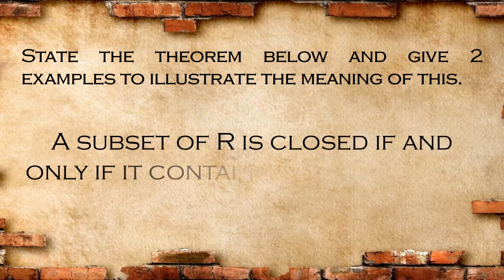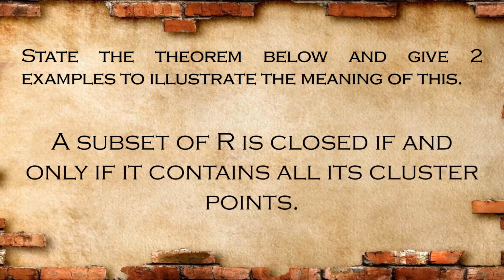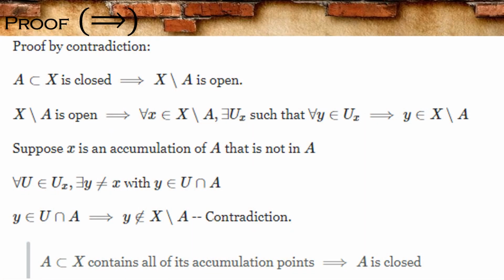Aside from the 4 terms that we defined, part of this report is to state the theorem below and give 2 examples to illustrate the meaning of this. So, this is the theorem. A subset of R is closed if and only if it contains all its cluster points. Since the theorem is a biconditional statement, I am going to present 2 parts to prove the theorem. We will be proving the theorem by contradiction. Let's have first the first part.